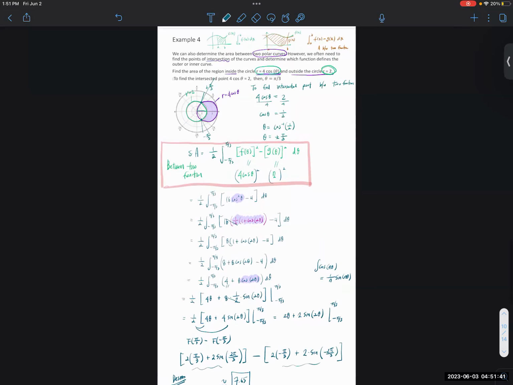Okay, so this is the area where you are dealing with two polar functions, and the formula is right there. We just discovered this. I don't like this color, so let me use yellow. The square of the first function minus the square of the second function, you can find out the sector area between two functions. We got it, okay?